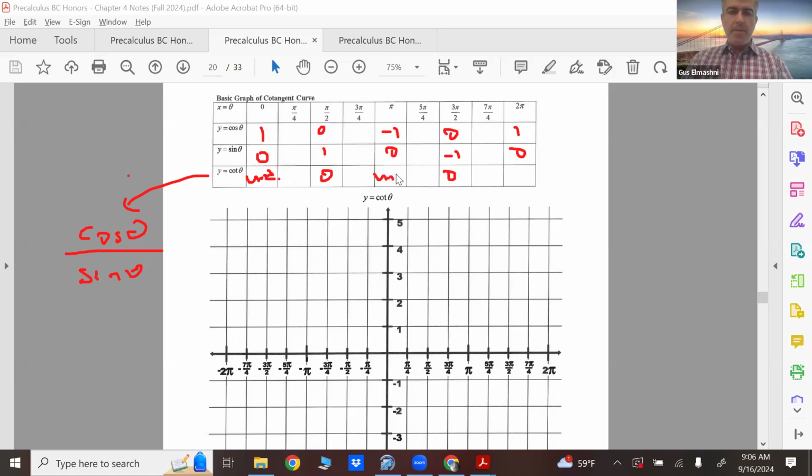Undefined. Undefined. Undefined. 1 over root 2. 1 over root 2. -1 over root 2. 1 over root 2. Both -1 over root 2 here. And then, shoot, positive 1 over root 2. -1 over root 2. So 1, -1, 1, -1. Okay.